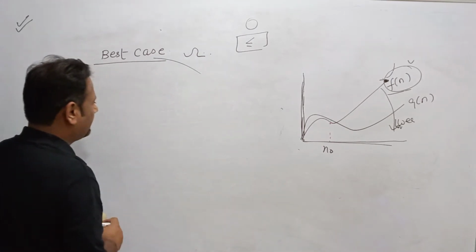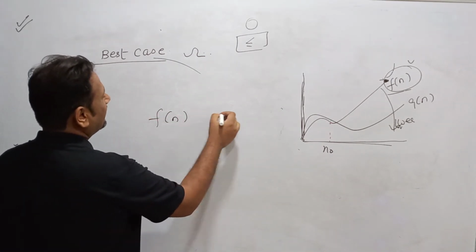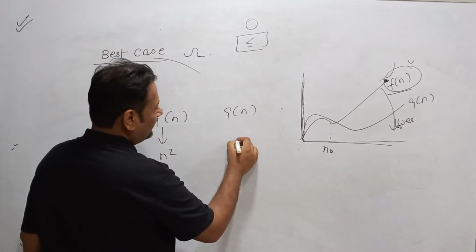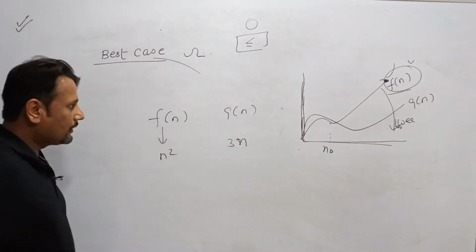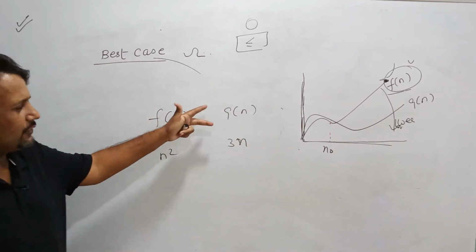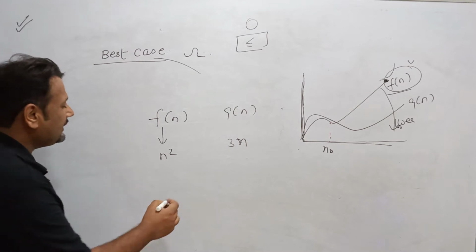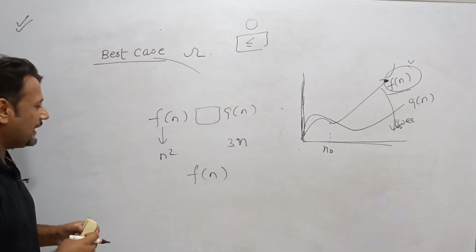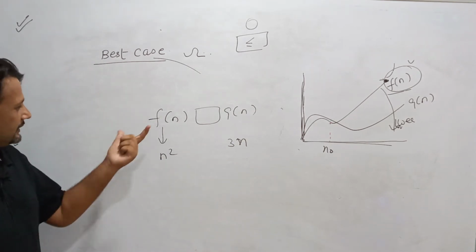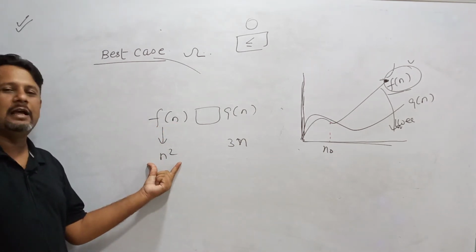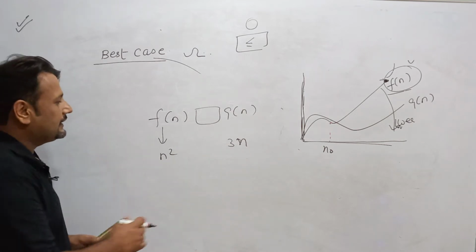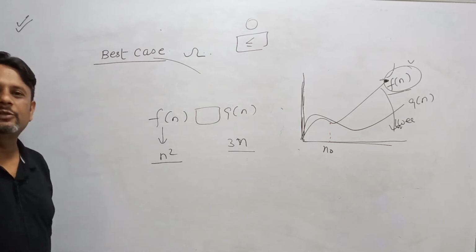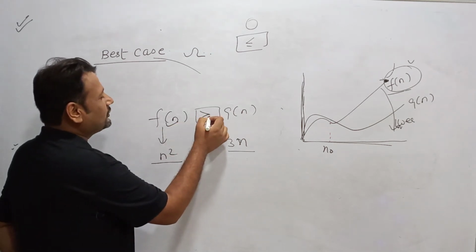Let me take two examples. Let's say f of n, g of n. f of n is n square, g of n is 3n. Now can I write f of n is equal to which relationship we can have? By looking at these two complexities, you can see this f of n is always going to be higher than this one because this is a linear polynomial. So n is always going to be less than n square. That means this f of n is always going to be greater than.